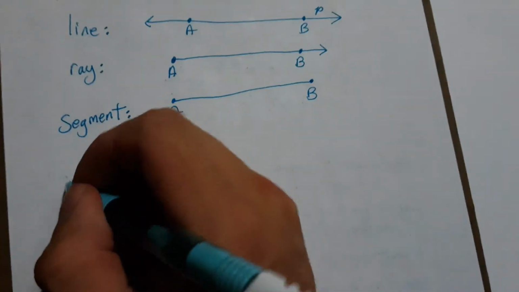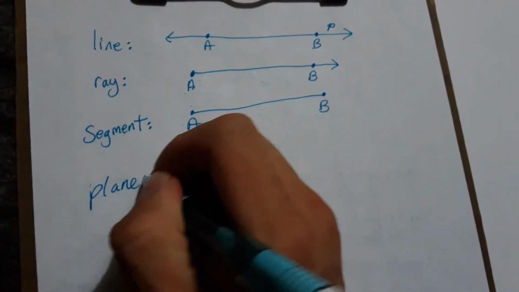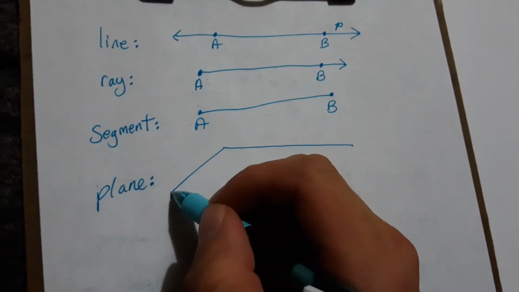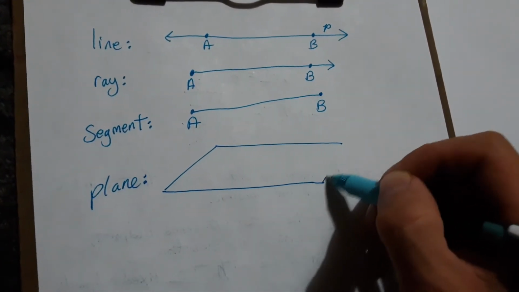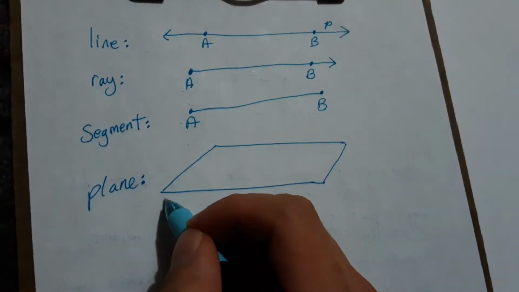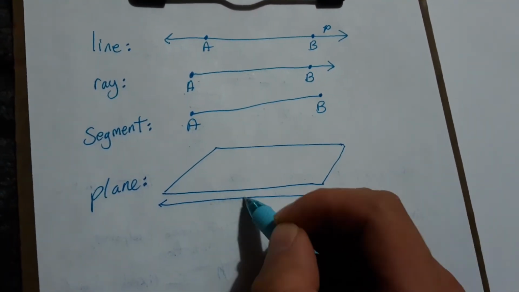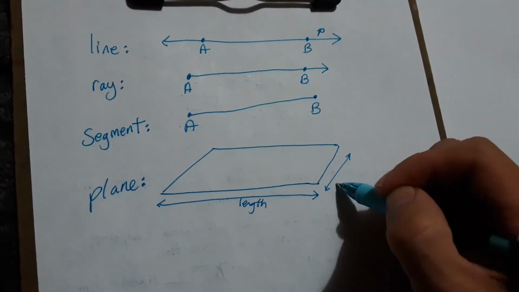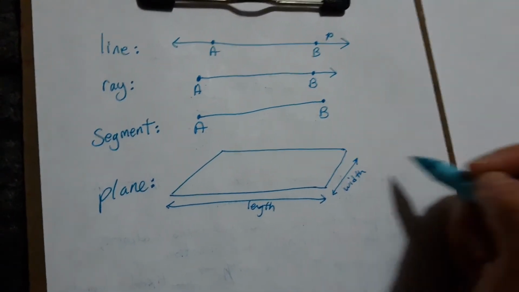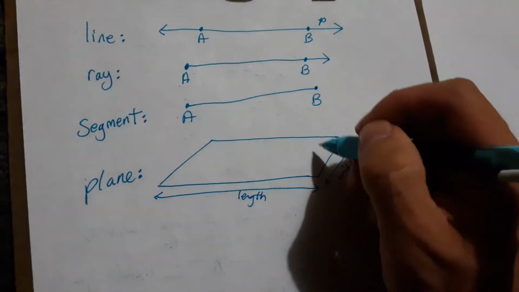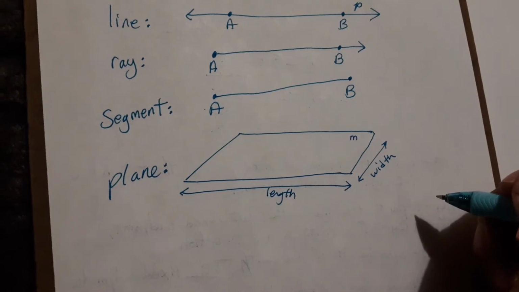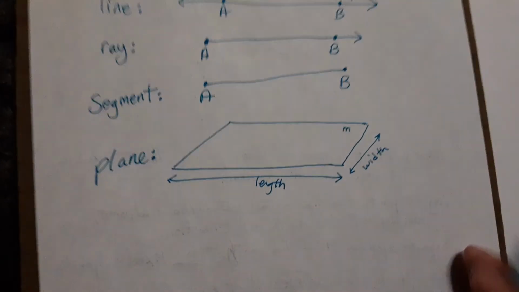A plane, okay, extends infinitely in all directions, has 2 dimensions, okay, your length, and then it also has width. Okay, it's usually designated with a small letter. Okay, that's what a plane looks like.